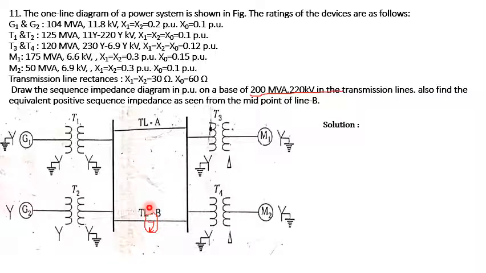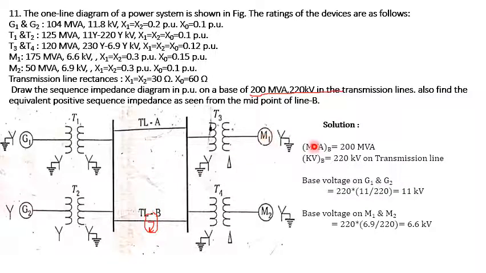Okay, what we need to consider is base MVA. So the 200 MVA is the base, and 220 kV is the transmission line. First, we need to mark the transmission line voltage. Okay, so 220 kV is the transmission line voltage. So these are the new values.